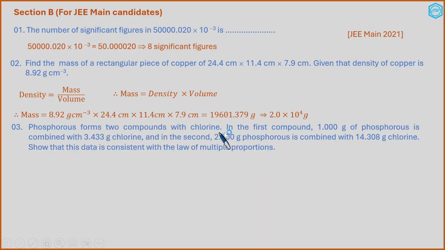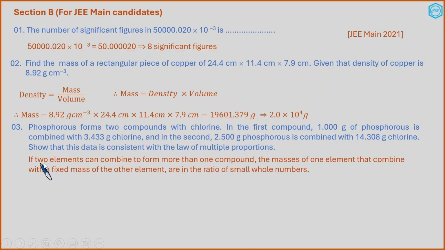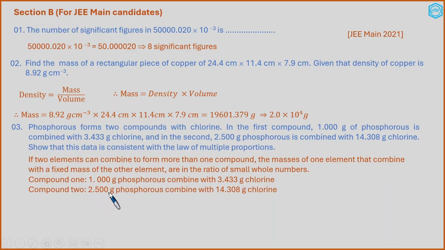Phosphorus forms 2 compounds with chlorine. In the first compound, 1 gram phosphorus is combined with 3.433 gram chlorine, and in the second, 2.5 gram phosphorus is combined with 14.308 gram chlorine. Show that this data is consistent with the law of multiple proportions. The law of multiple proportions: if 2 elements can combine to form more than one compound, the masses of one element that combine with a fixed mass of the other are in the ratio of small whole numbers. In compound 1, 1 gram phosphorus combines with 3.433 gram chlorine. In compound 2, 2.5 gram phosphorus combines with this much chlorine.